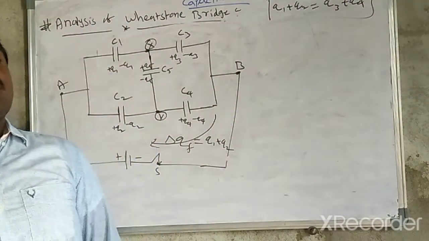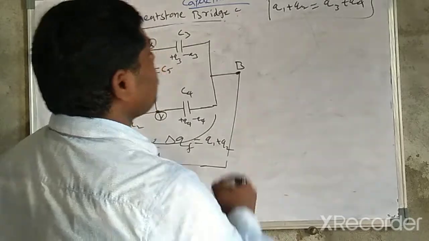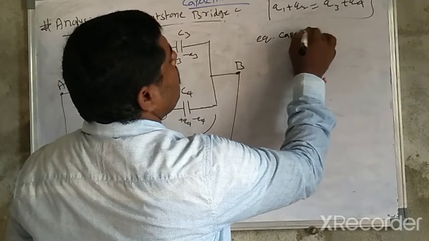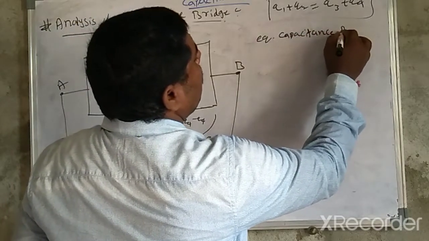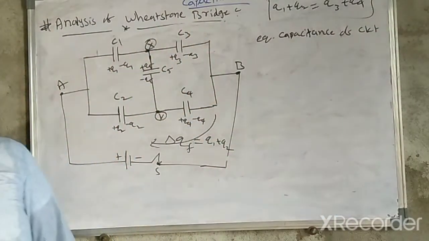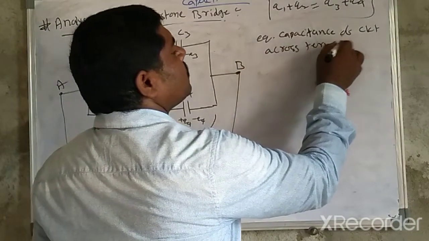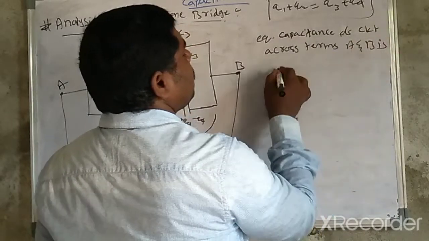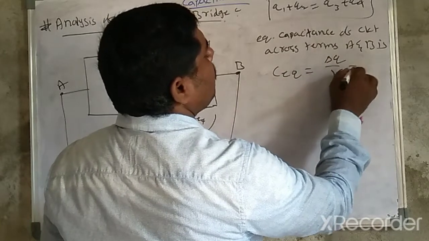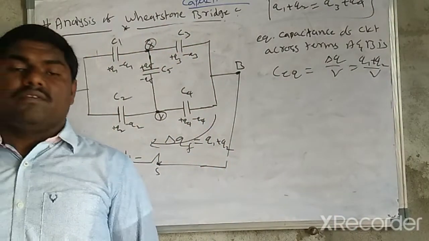So the equivalent capacitance of the circuit across terminals A and B: C equivalent is equal to delta Q by V, which is Q1 plus Q2 by V, or Q3 plus Q4 by V, also correct.